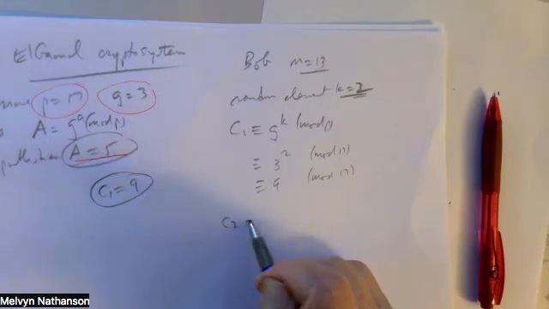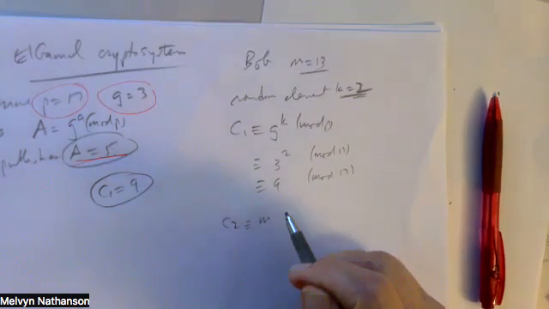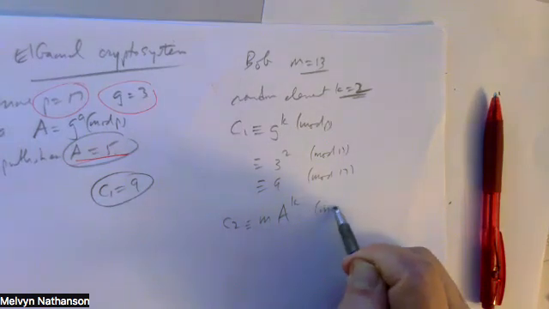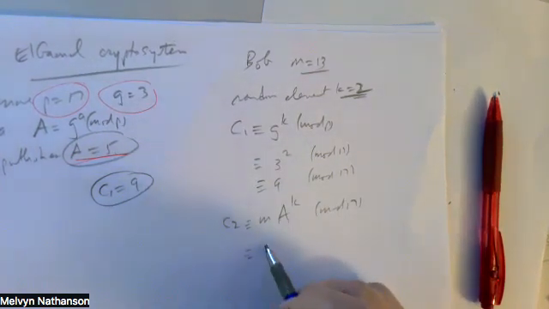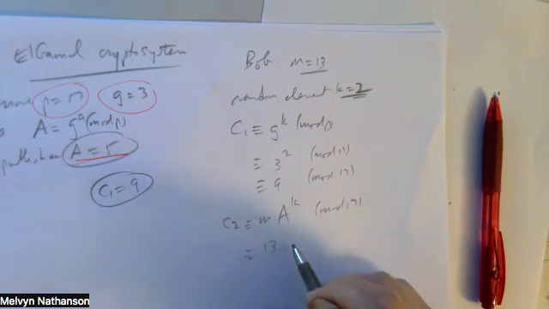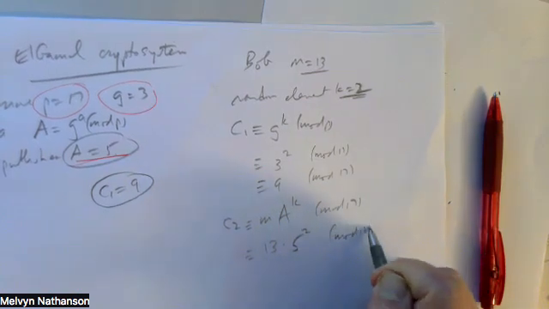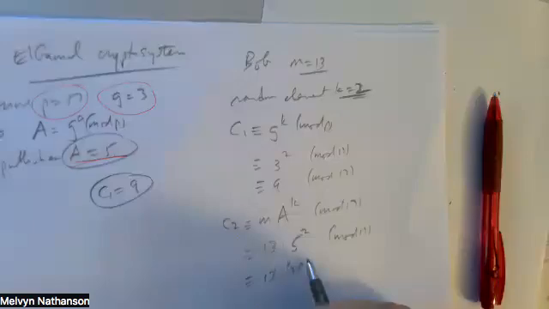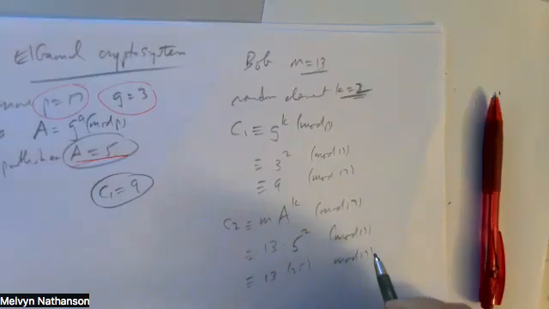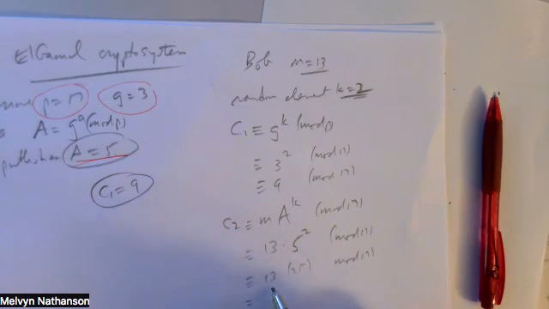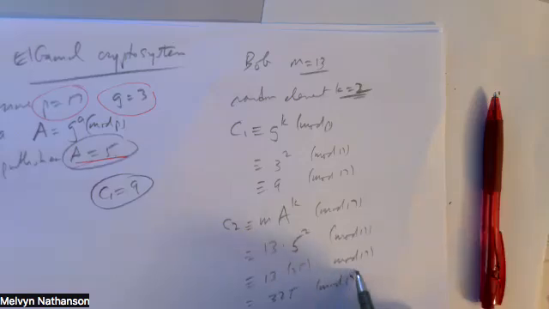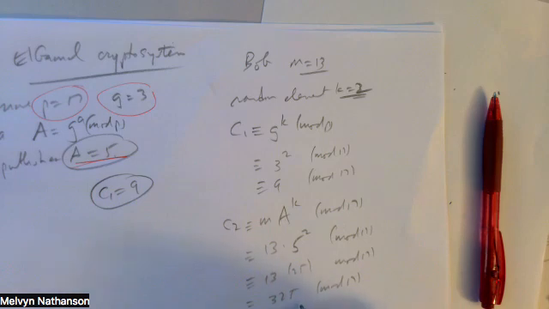C2 is going to be his message times A to the k mod 17. The message is 13. A is the number he got from Alice, 5 to the 2 mod 17. So this is 13 times 25 mod 17. Let's see, 12 times 25 is 300. So this is, I think, 325 mod 17. And if you divide this by 17, I think you get a remainder of 2.